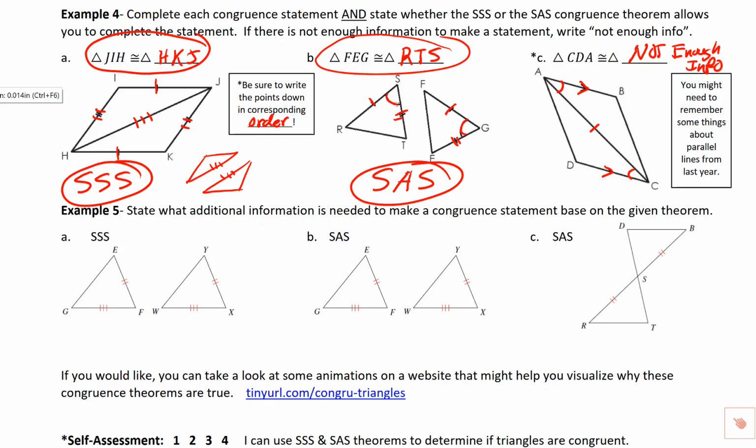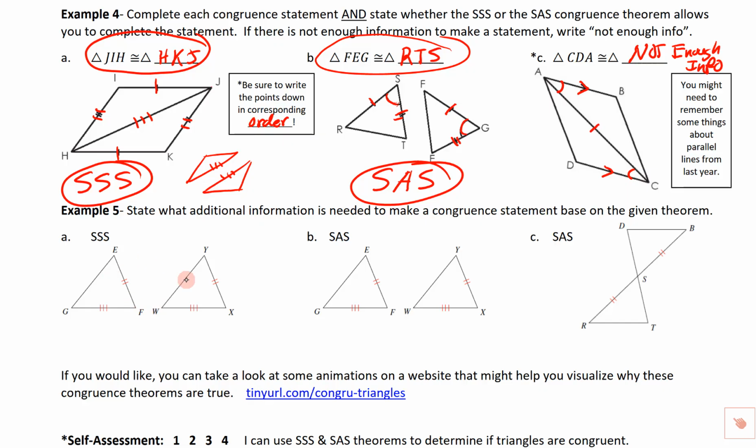So let's come down and take a look at example 5. This is the end of it. For this particular set of notes, it says, state what additional information is needed to make a congruent statement based on the given theorem. So we've got diagrams on each one of these, and they've told us which theorem they want us to use, whether it's side, side, side, or side, angle, side, and what other information do we need. So there's definitely some information missing here. So if we look at this one right here, these are oriented the same way.